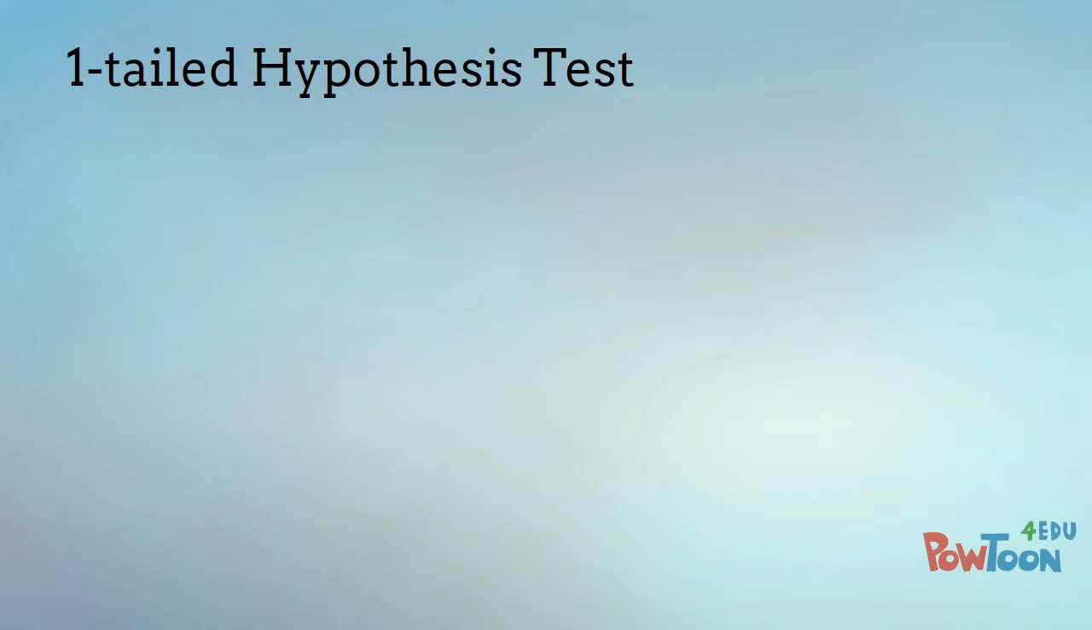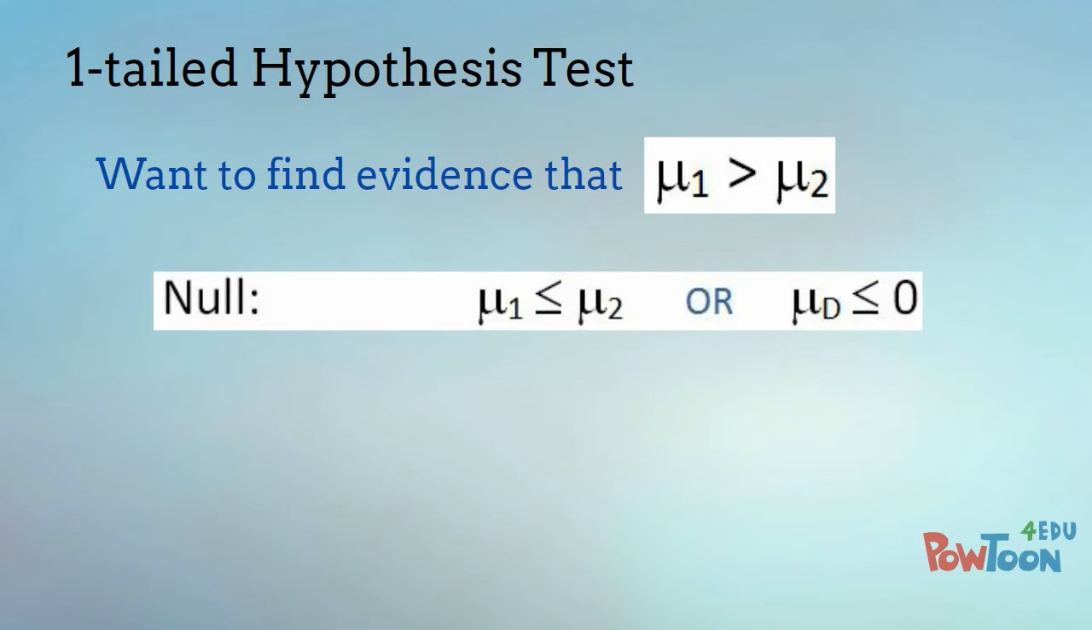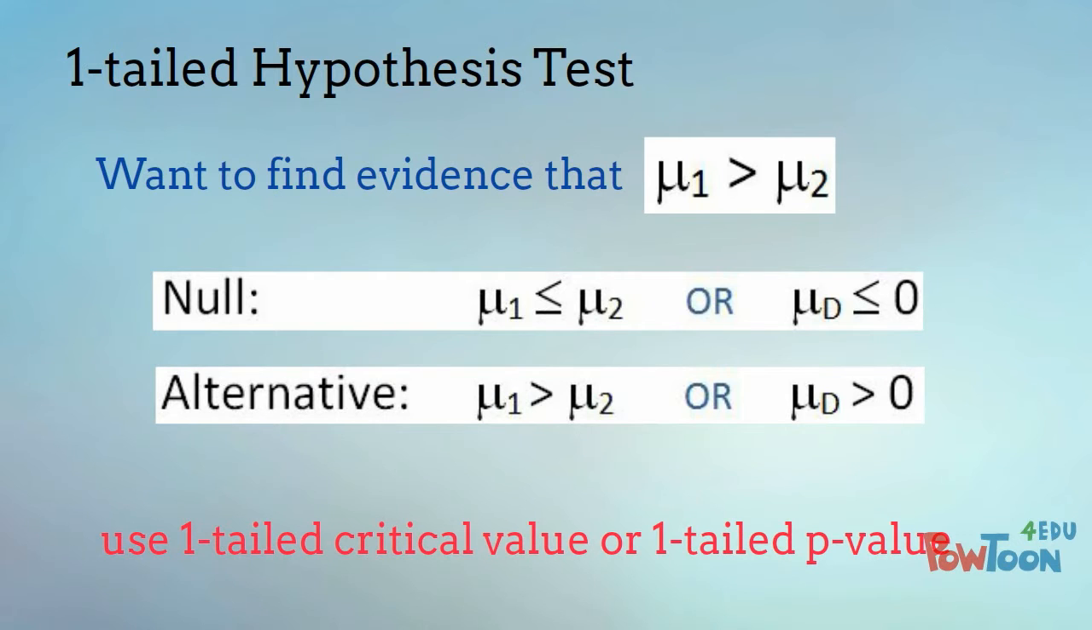Now, in some cases, we might want to try to do a one-tailed hypothesis test. For example, suppose that we want to find evidence to show mu1 is greater than mu2. Then the null hypothesis is that mu1 is less than or equal to mu2, or in other words, that mu-d is less than or equal to 0, and the alternative is that mu1 is greater than mu2, or that mu-d is greater than 0. We can use a one-tailed critical value or one-tailed p-value to conduct the test.